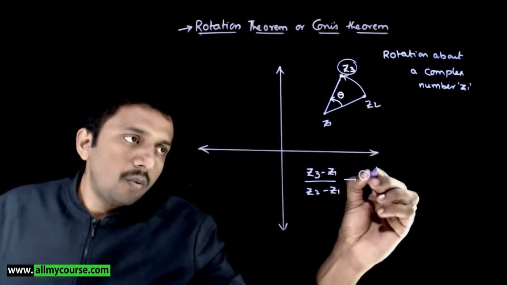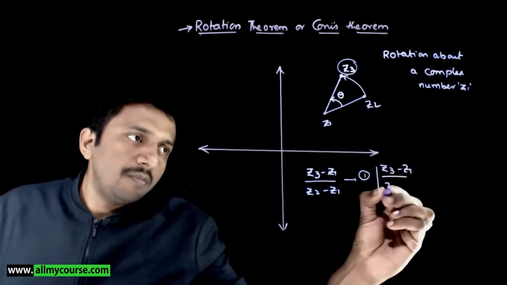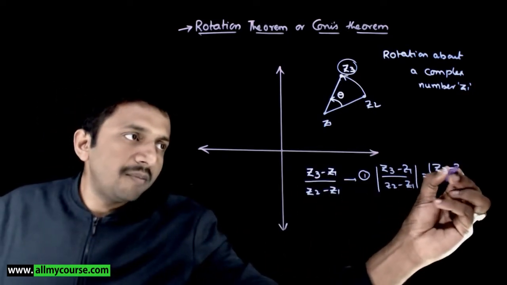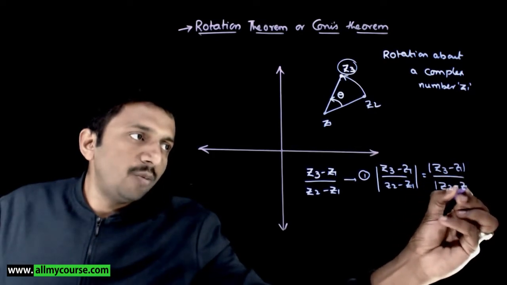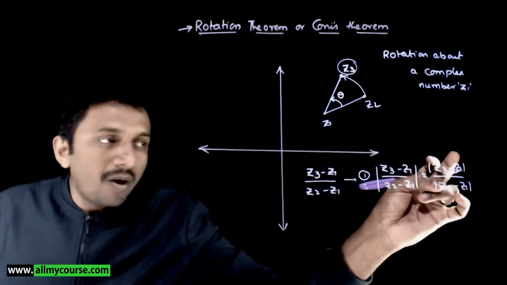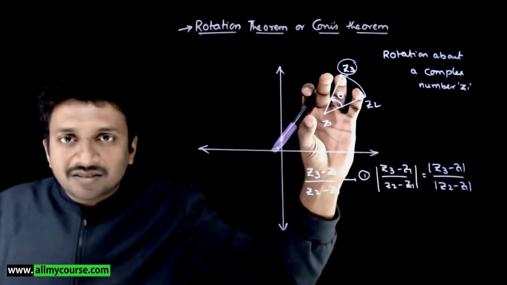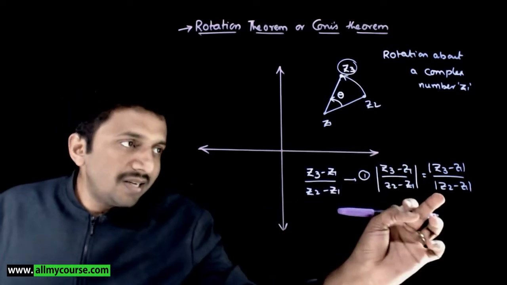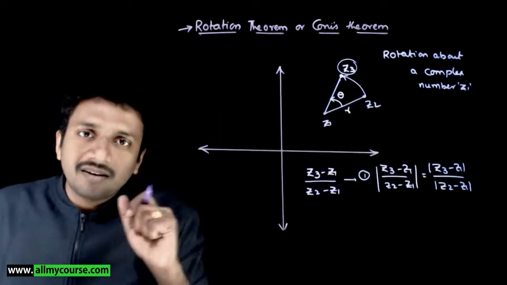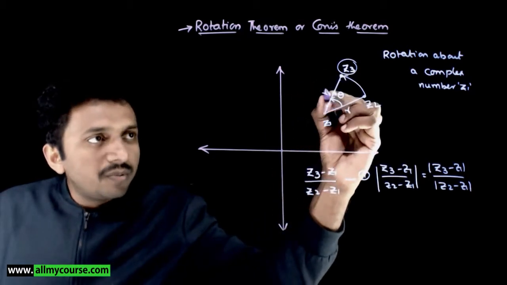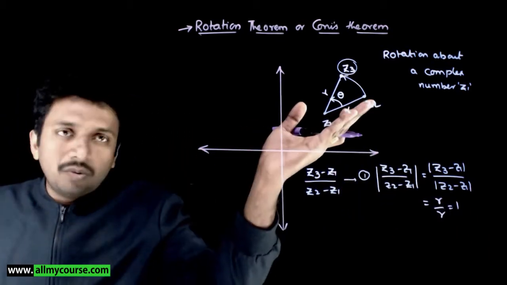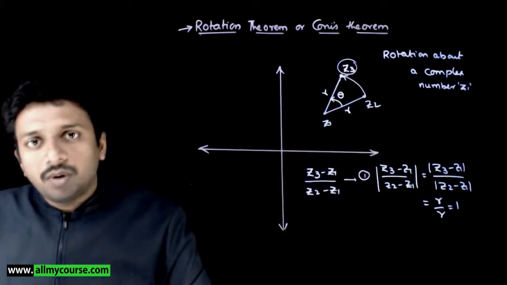So first, what is mod of (z3 minus z1) by (z2 minus z1)? By the properties of mod, this is nothing but mod of z3 minus z1 divided by mod of z2 minus z1. So what is mod of z3 minus z1? This is nothing but the distance between the points z1 and z3. And what is mod of z2 minus z1? This is the distance between the points z2 and z1. Now if I assume this distance as r, because I'm just rotating, this distance will also be equal to r. Hence r by r is equal to 1. So mod of (z3 minus z1) by (z2 minus z1) is equal to 1.